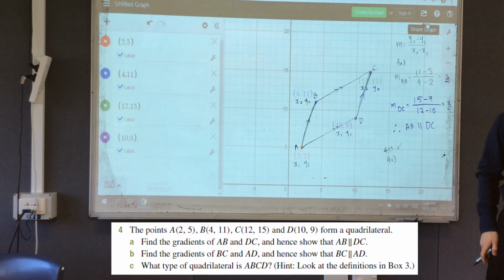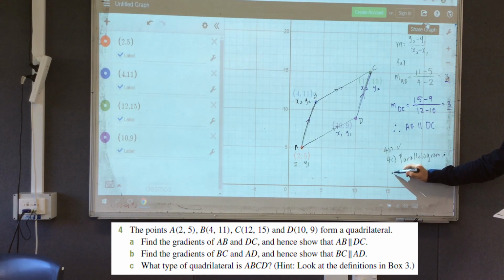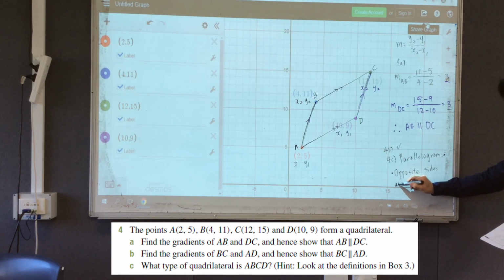So girls, now can you see, after I've done question 4b, have a look at question 4c. What type of quadrilateral is ABCD? Now, girls, if this was an exam question, you can't just say it's a parallelogram. You need to give a reason why. And what's the property that proves that's a parallelogram? Two pairs of opposite sides are parallel.